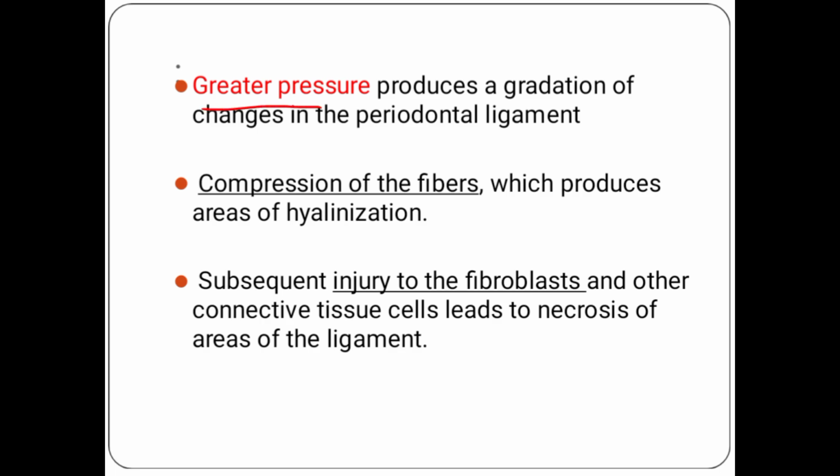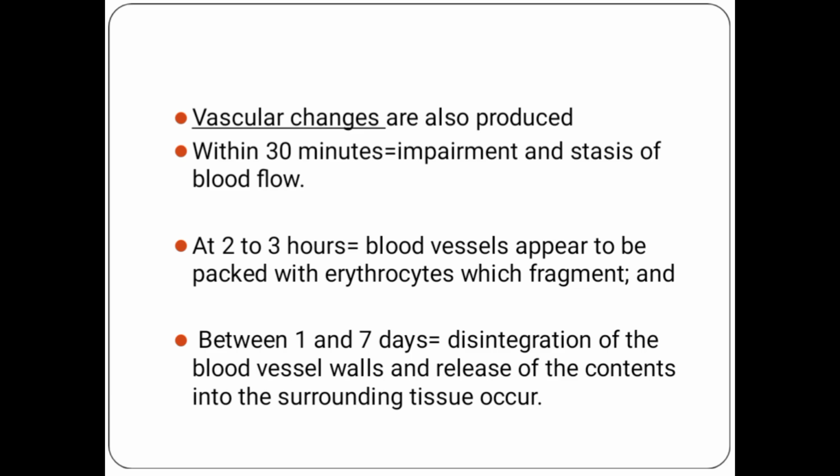When there is greater pressure, what things happen? On the PDL, gradual changes occur. The fibers are compressed in those areas where hyalinization has to occur. Subsequent injury to the fibroblasts and other connective tissue cells leads to necrosis of areas of the ligament. The fibroblasts are present in the connective tissue and form the collagen, and collagen is very important for the ligaments. So when there is injury to the fibroblasts and other connective tissue cells, there will be necrosis of the areas of the ligament.